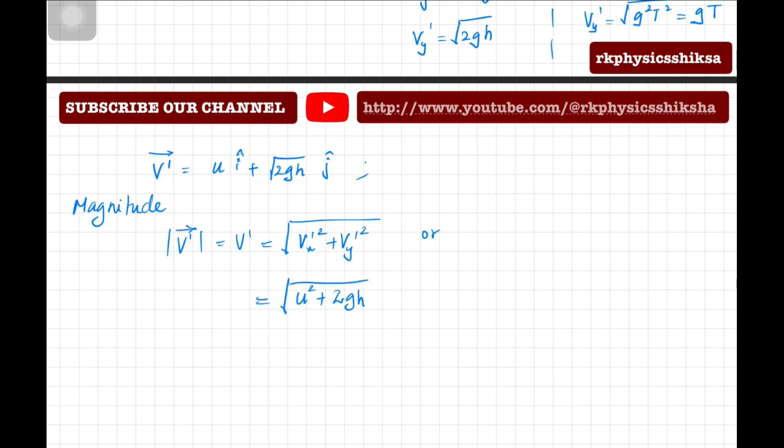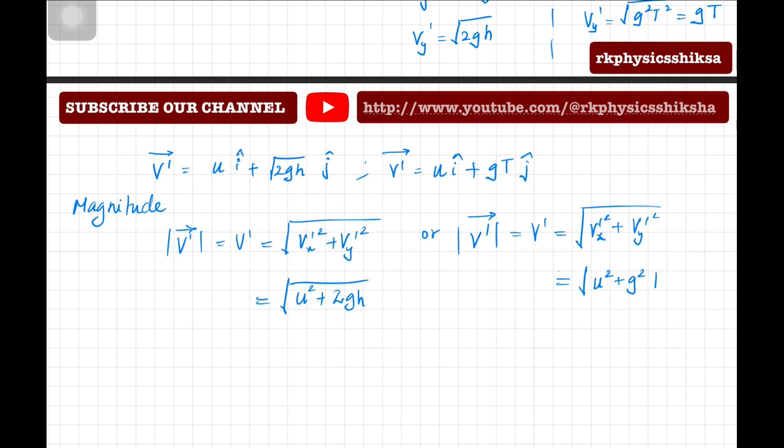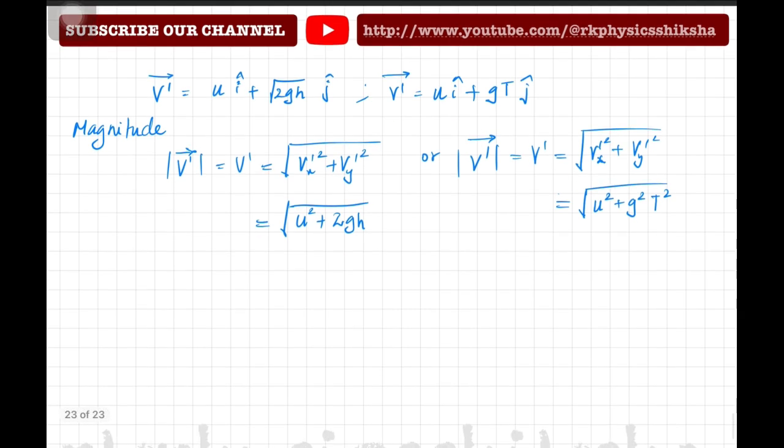Or if I take it as gT, v dash bar can be written as u i cap plus g capital T j cap. That is, I can write magnitude of the velocity vector as v dash is equal to root over vx dash square plus vy dash square, which is equal to root of u square plus g square capital T square, where T is the total time taken for the particle to reach the ground. So this will be the magnitude of velocity.